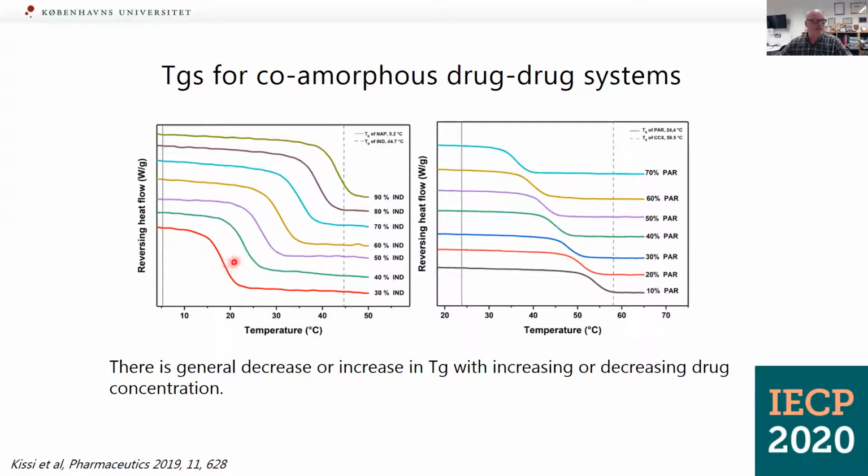So the systems that we could make amorphous now, we can look at their glass transition temperatures, and then we see that the glass transition temperatures either decrease or increase in Tg with the increasing or decreasing drug concentration. So here we have a higher and higher glass transition temperature if we have more and more indomethacin. Here we have a higher and higher glass transition temperature if we have more and more celecoxib. So this seems quite monotonous, and we cannot really discern an optimal ratio of the two drugs to make a co-amorphous form.